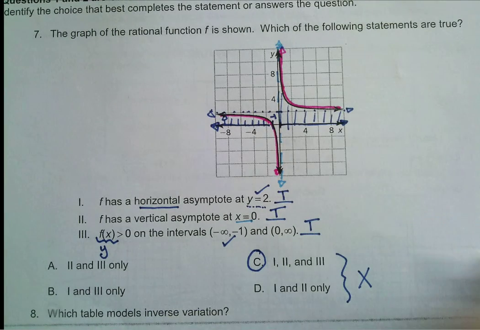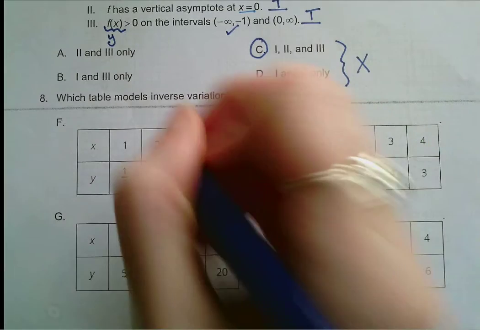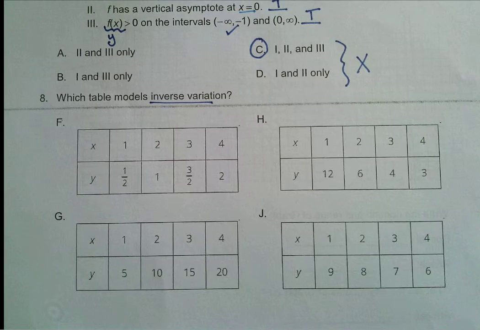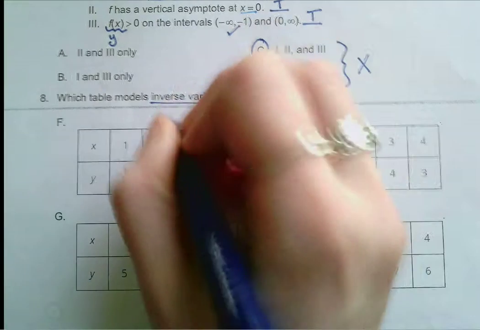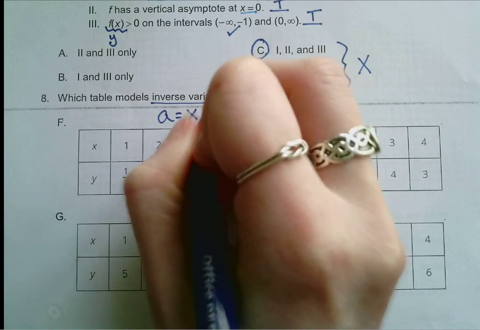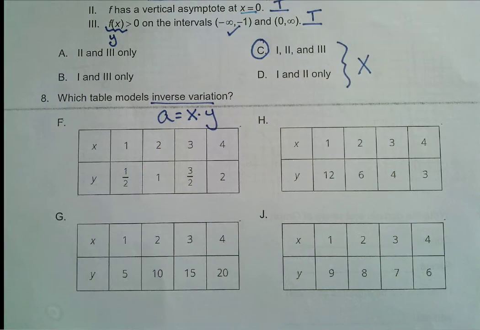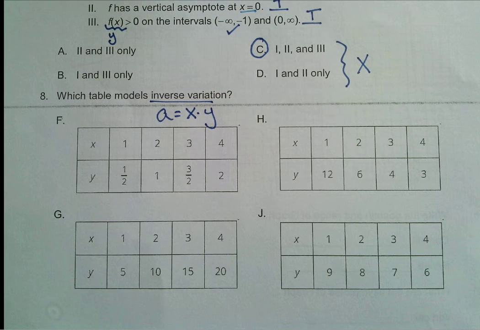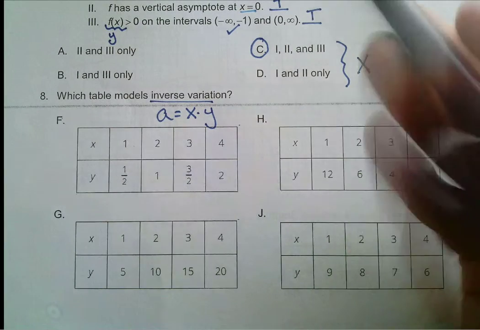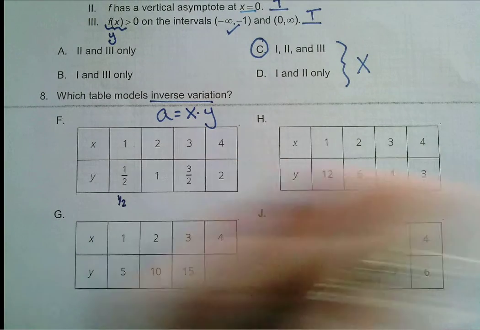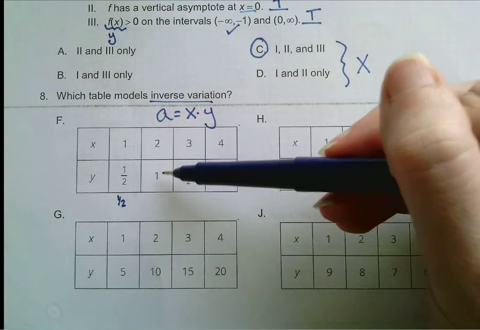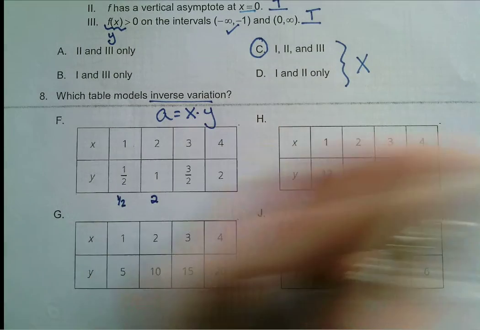For 8, it says which table models inverse variation? So the key with this is to think about what that A is equal to. Inverse variation says A is equal to X times Y. So what I want to do is check my X times Y. As soon as I find something that is different, it is no longer that one. So here, if I multiply 1 and 1/2, I get 1/2. And 2 times 1, well, that gets me a 2. So already off to a rough start. This one doesn't work out.